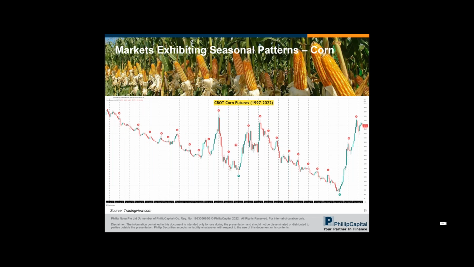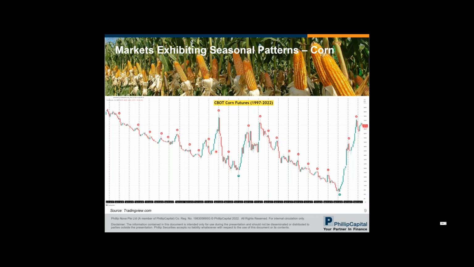And subsequently, every year, you can see most of the peak either falls on June or it falls 1 month earlier or 2 months earlier in April or May, or it falls 1 or 2 months later after June. So clearly, there are some seasonal patterns over here.